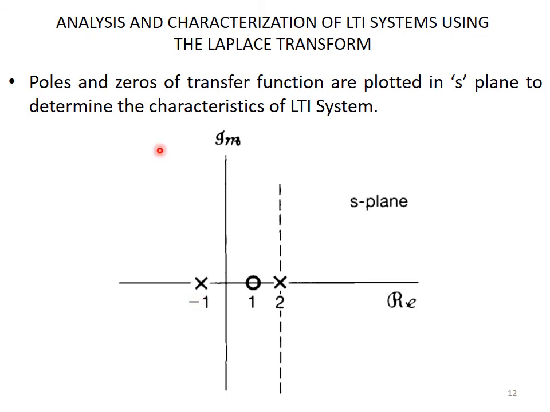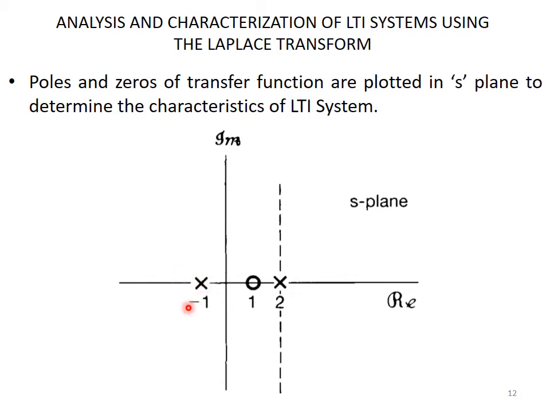Poles and zeros of the transfer function are plotted in the S-plane to determine the stability of the system, and also you can determine other characteristics of the LTI system other than stability. So the S-plane is basically a complex plane, like other complex planes. In the complex plane, we have one axis which is real, which represents the real part, and a vertical axis which represents the imaginary part. And in the S-plane, we plot poles with the cross sign and zeros with the circle.